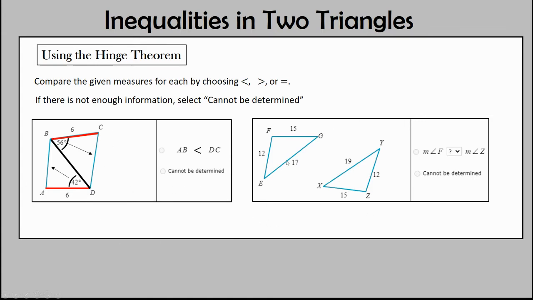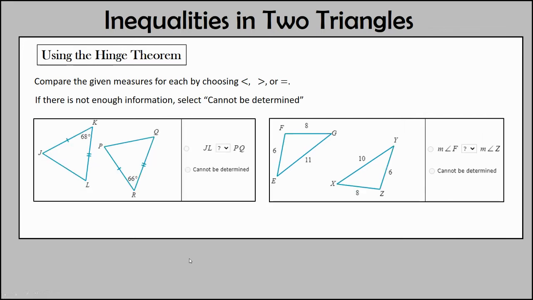All right, come over here. Two different drawings. Do we have a hinge? Well, XZ and FG are both 15. FE and YZ are both 12. So there we go. We got a hinge. Same lengths. So now look across from the hinge. Across from Z is 19. Across from F is 17. Since 19 is bigger than 17, Z's angle's got to be bigger than F's angle. Okay? That's using hinge theorem.